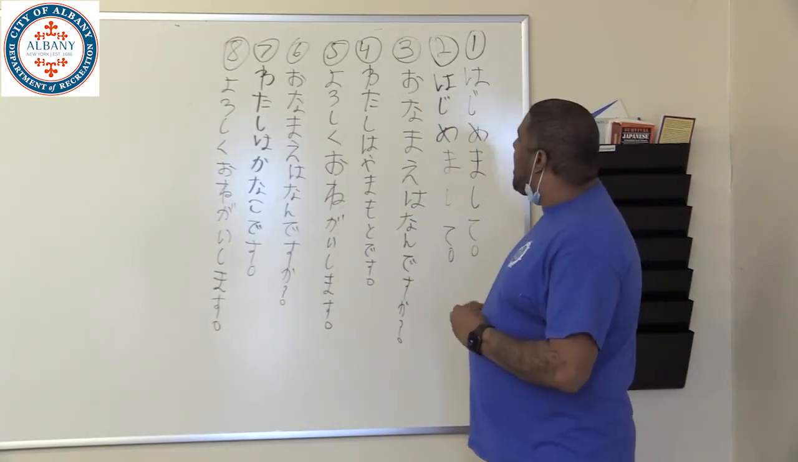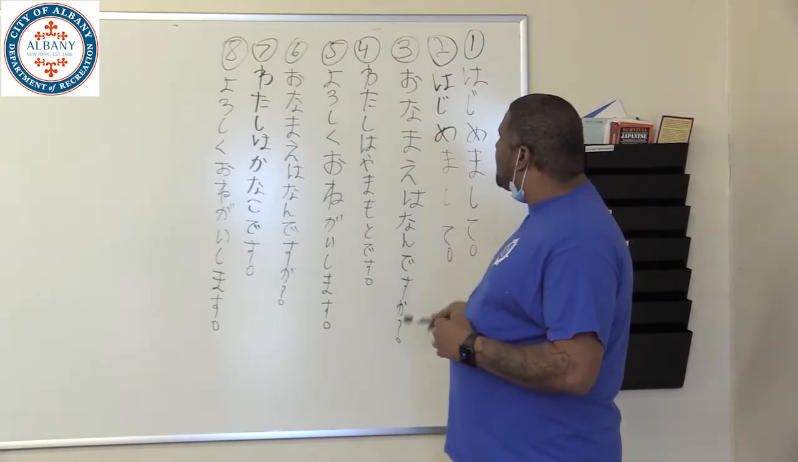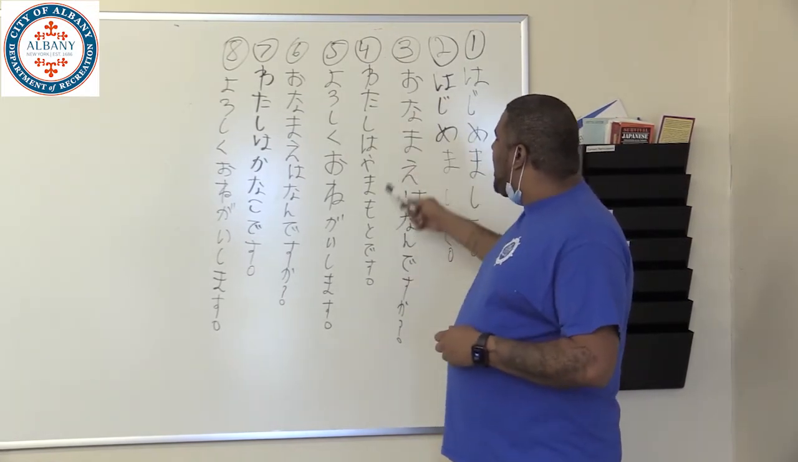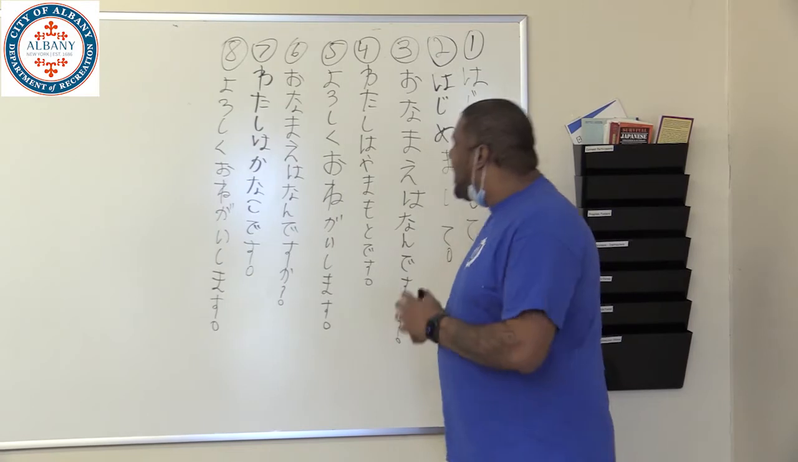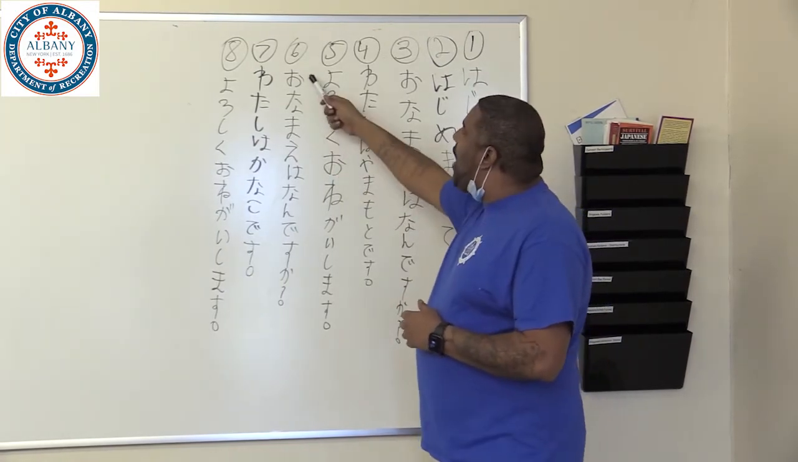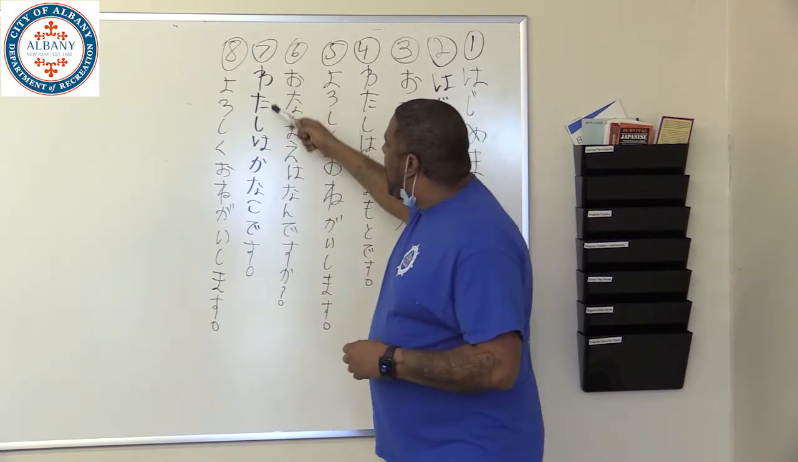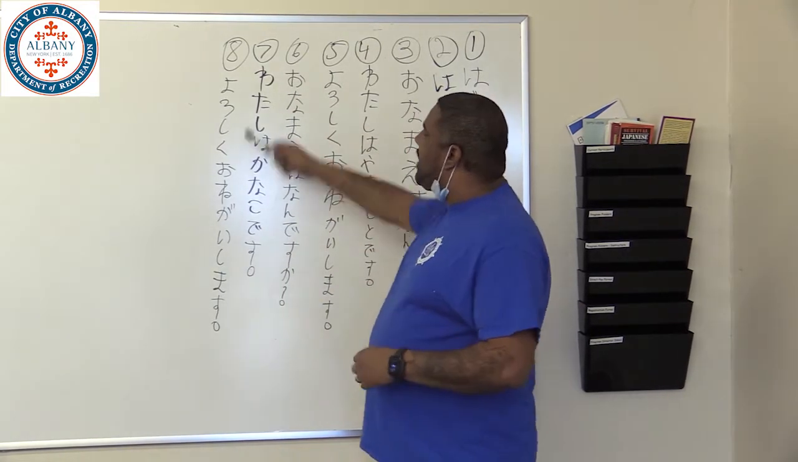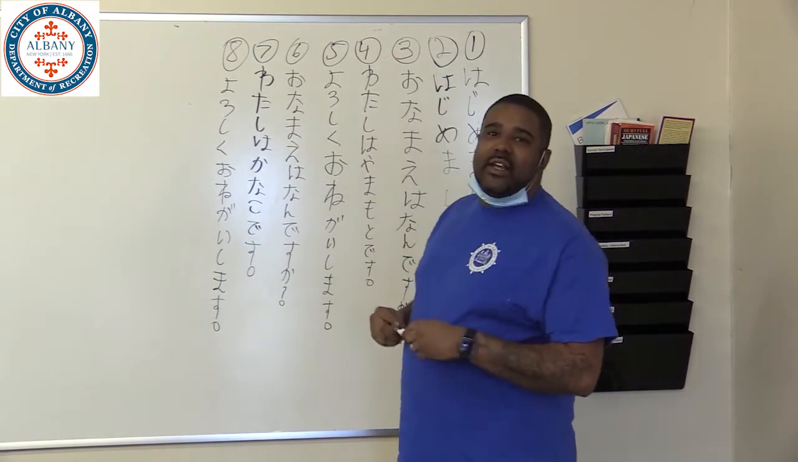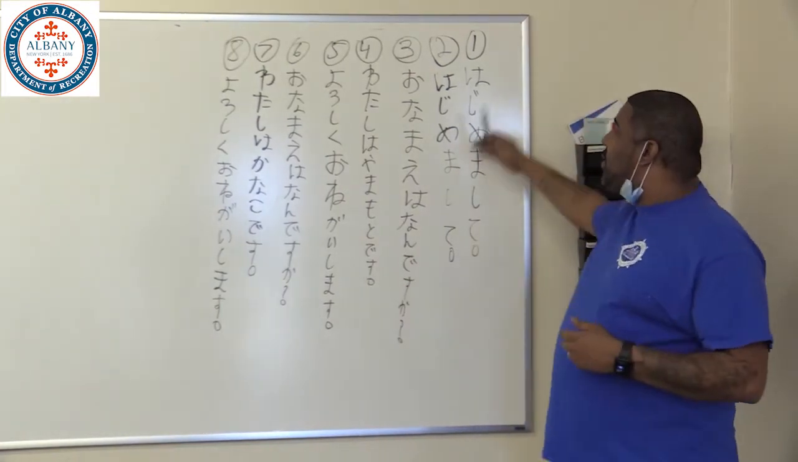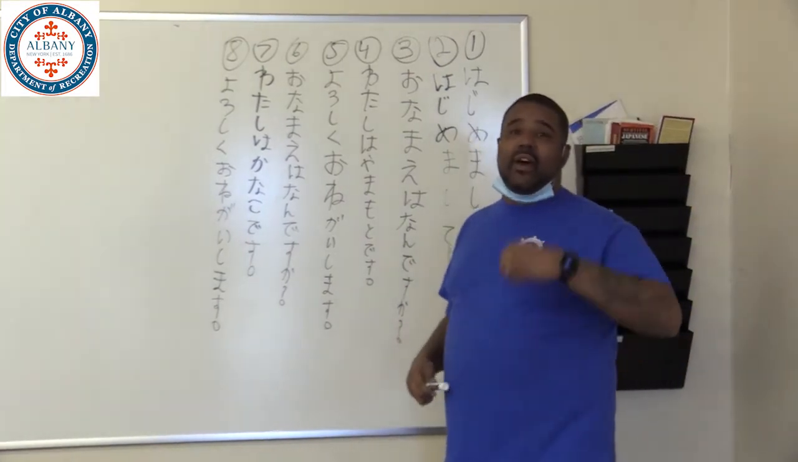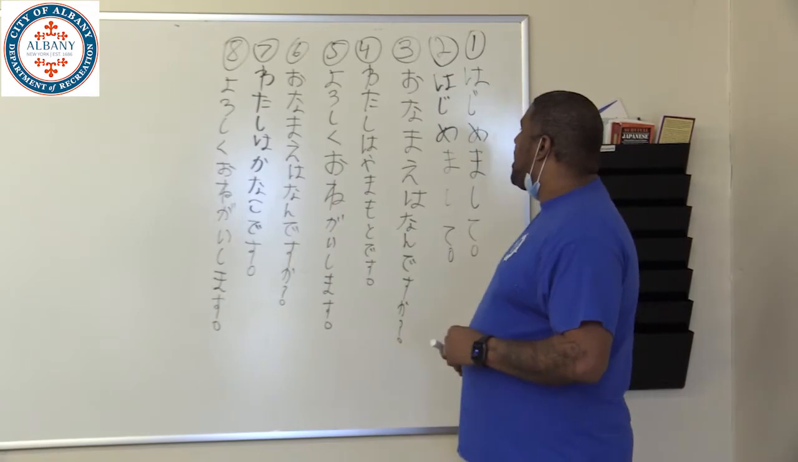Hajimemashite, hajimemashite, onamae wa nan desu ka? Watashi wa Yamamoto desu. Yoroshiku onegai shimasu. Anata, onamae wa nan desu ka? Watashi wa Kanako desu. Yoroshiku onegai shimasu. That's how it should sound when you have a basic conversation with somebody asking their name.